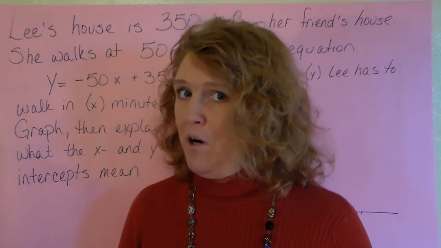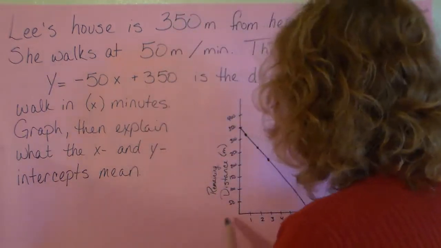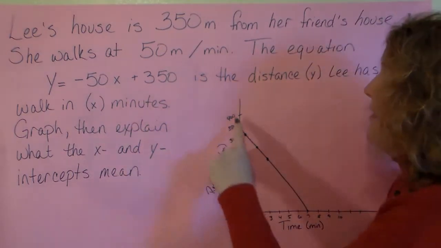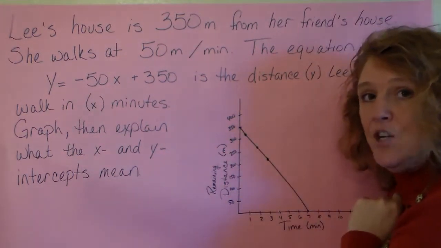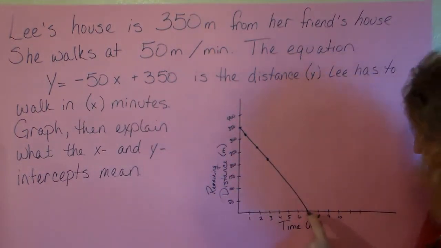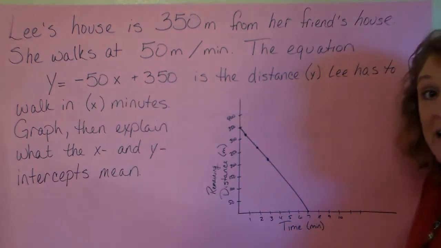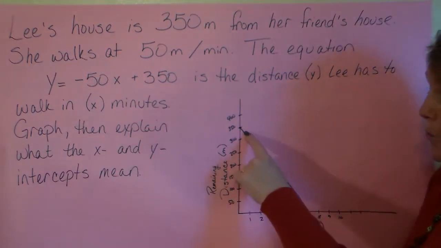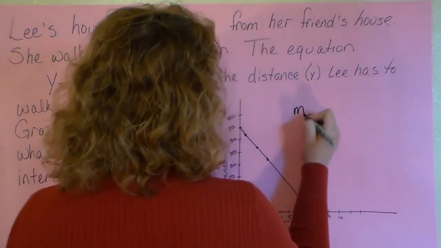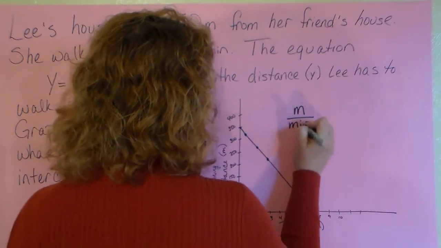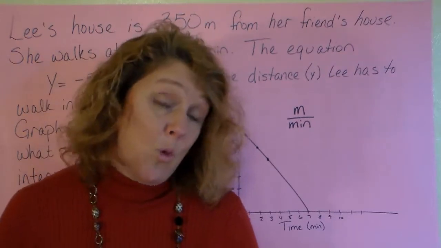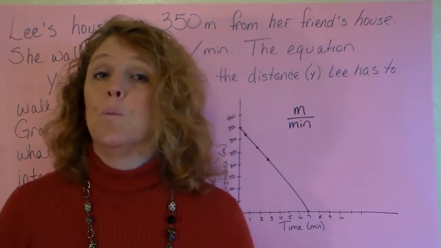And that's the concept part. So I just need you to understand it. The y-intercept here, when this line crosses your y-axis, that is the total distance she had to walk. When this line crosses the x-axis, this is the total time it took to walk that distance. And then your slope, which is rise over run, is distance over time. So your slope is actually your speed, your rate, in meters per minute.